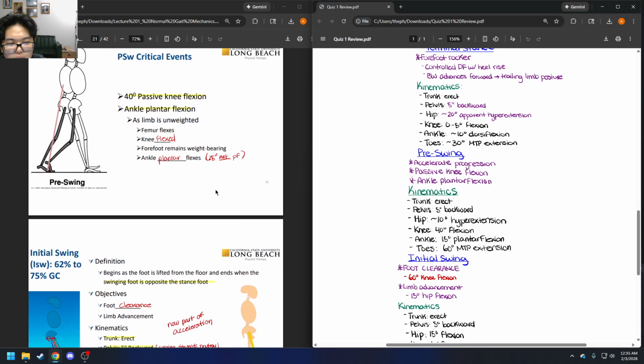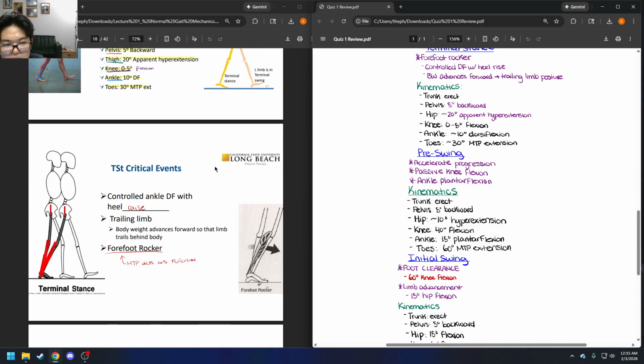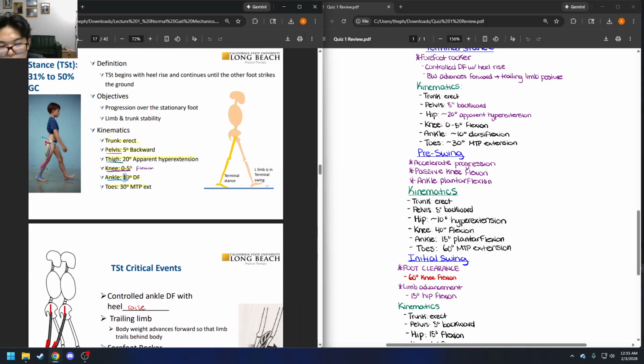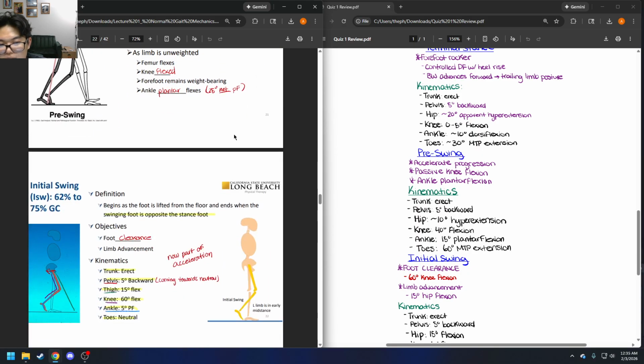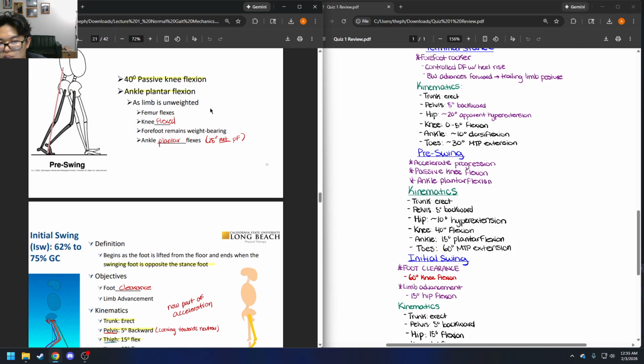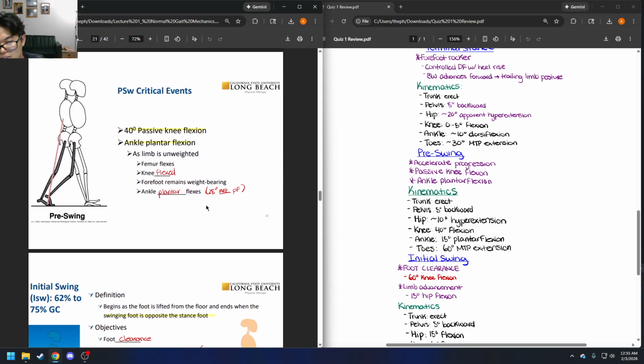That's basically it for that. The ankle will be plantar flexing. Like I said, you had that net plantar flexion because in the one beforehand we had 10 degrees dorsiflexion and we have 15 degrees plantar flexion now. So you actually have a 25-degree net plantar flexion since you're going from dorsiflexion into plantar flexion.